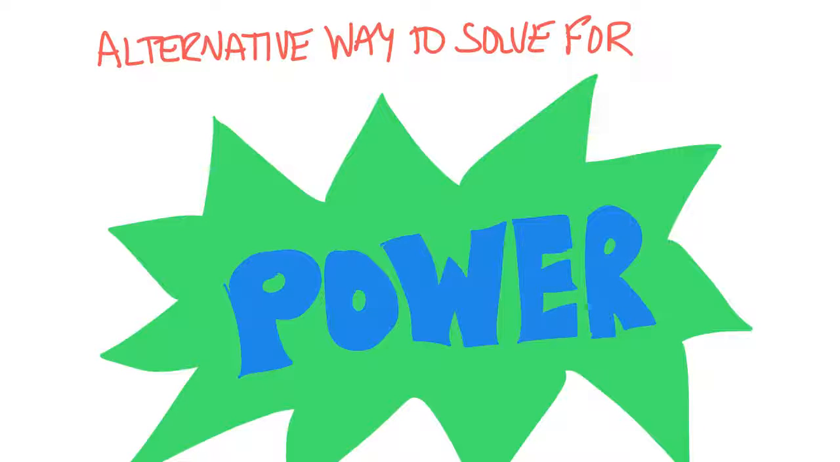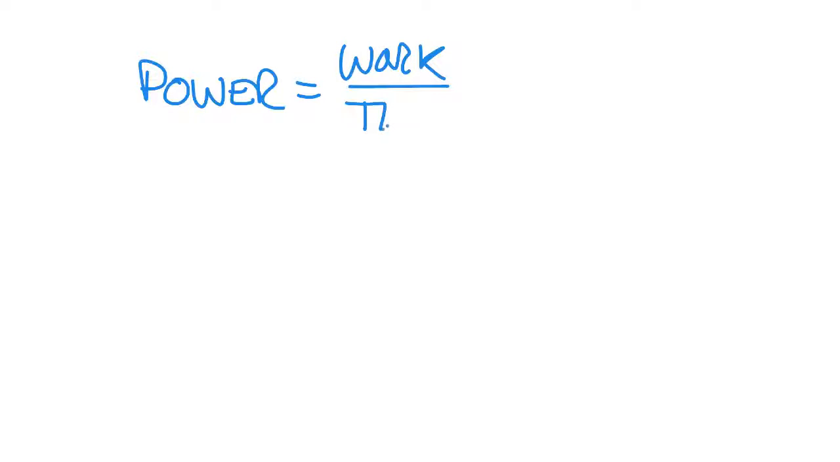Okay, so today we're going to talk about an alternative way to solve for power. We've already talked about that the definition for power is equal to work divided by time, and the units that we use are watts. But we run into problems if we don't know what work was done or how much time it took. But we're going to build a new equation for power today.